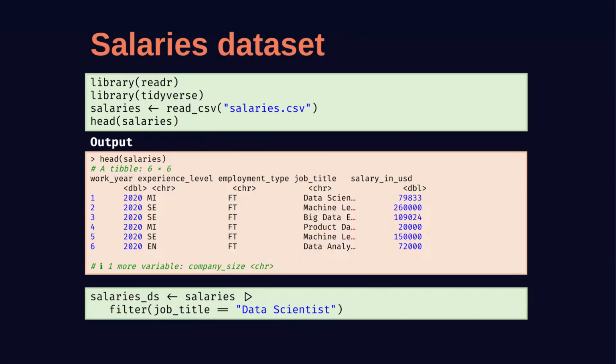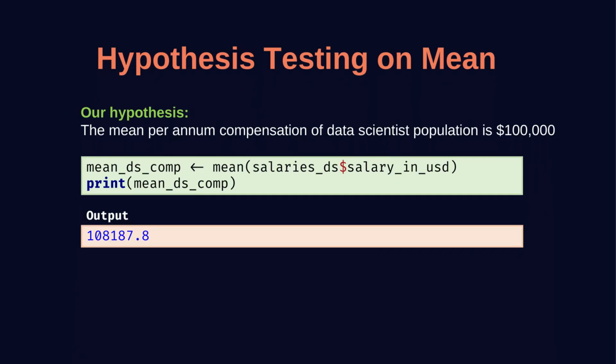We look at a subset whose job title is data scientist. We will be loading the Tidyverse package, and then we filter out the data scientists using the filter function in dplyr and store it in a new variable called salaries_ds. Let's say we assume the average salary for all data scientists is $100,000 US. To test this, we can start by looking at the salary data. The annual salaries are stored in the salary_in_usd column.